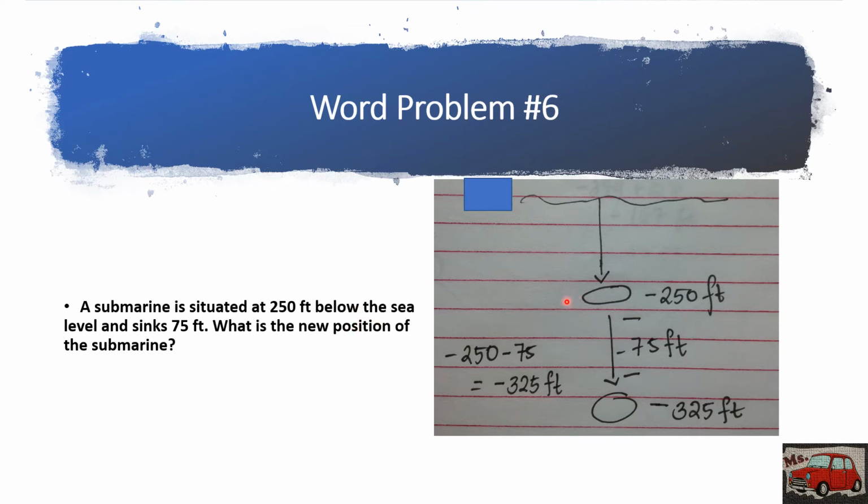Okay? So, ito yung submarine. Dito siya nagsimula sa 250 feet below sea level. Negative kasi nandun na siya sa ilalim ng dagat. Okay? And then, nag-sink or lumalim pa siya. Lumubog pa siya ng 75 feet. So, that is negative kasi nga, lalo pa siyang lumalim. So, nandun na siya sa hindi naman pinakailalim, pero lumalim pa siya, so nandun na siya sa 325 feet below sea level. Okay, so that is the current new position of the submarine. Again, that is negative kasi nandun pa rin siya sa ilalim ng dagat.